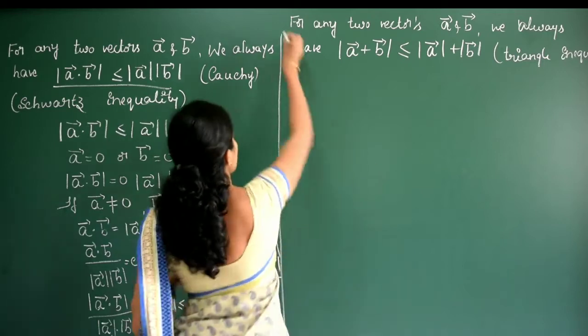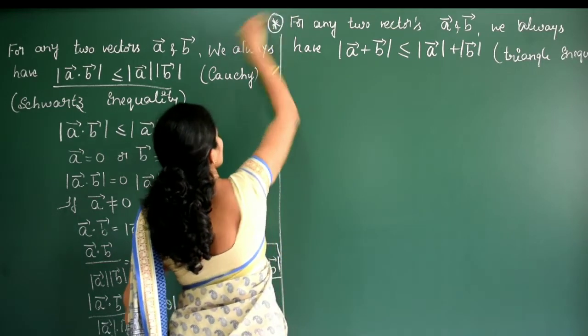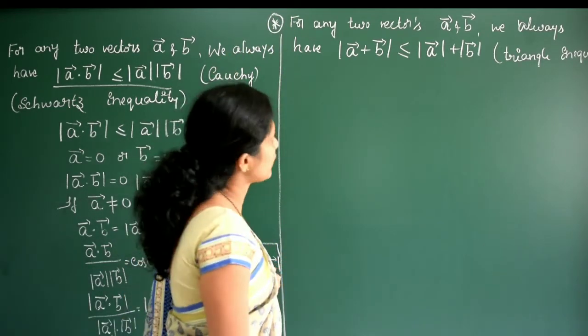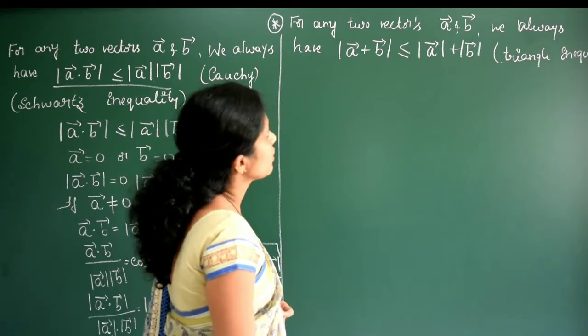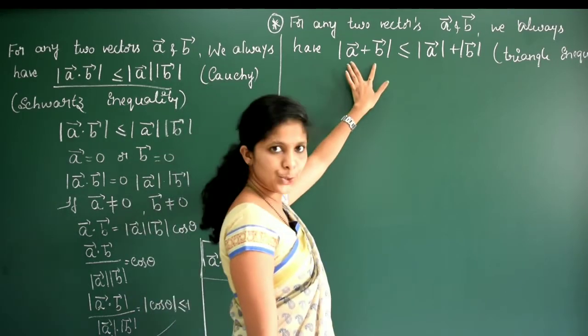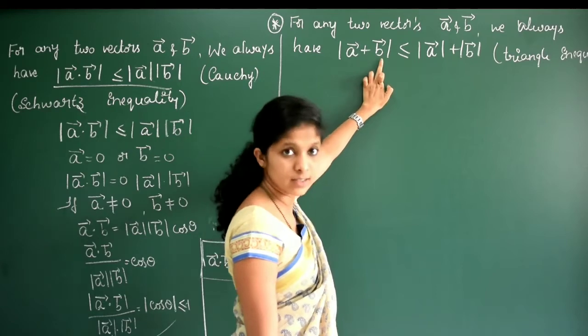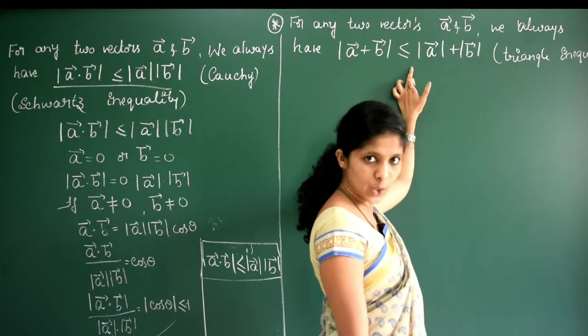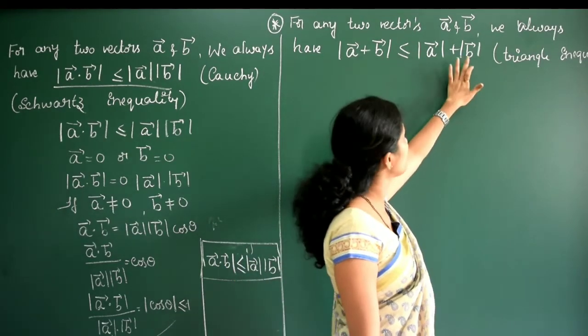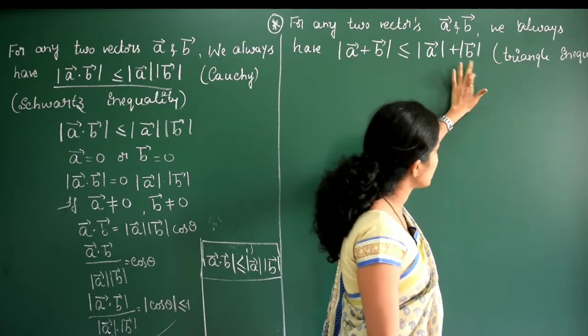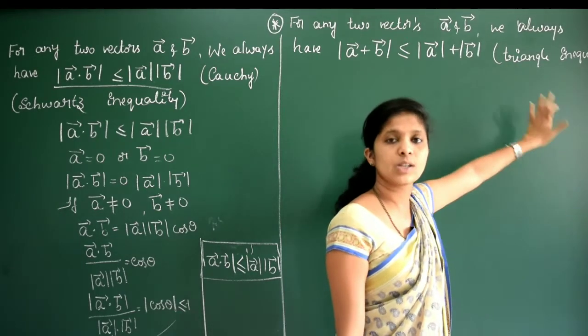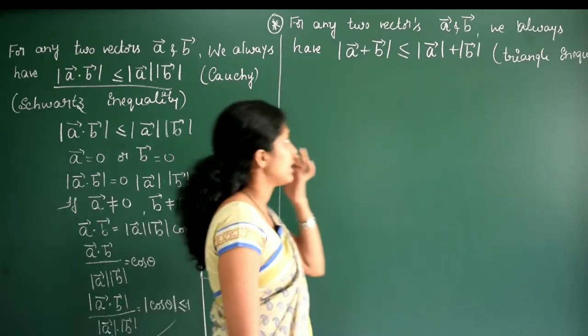See here, this is another result. For any two vectors, A vector and B vector, we always have magnitude of A vector plus B vector is always less than or equal to magnitude of A vector plus magnitude of B vector, triangle inequality. This is called the triangle inequality. Okay, let us start with this.